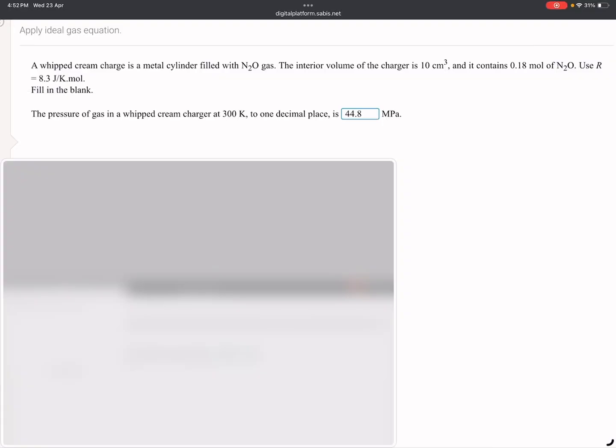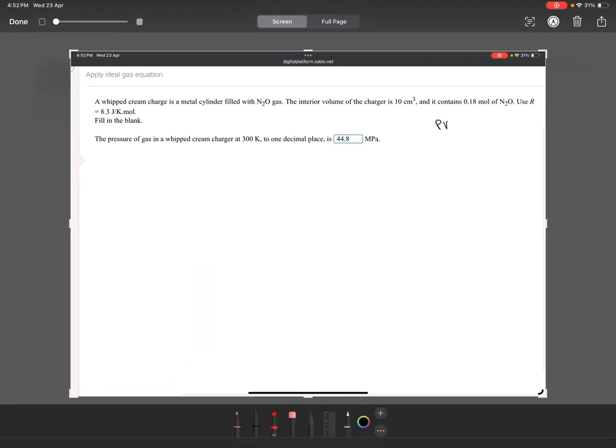So basically, in this question we use PV equals nRT. We're solving for pressure, so pressure is nRT over V. So let's replace everything. 0.18 is the moles, multiplied by R, which is 8.3, multiplied by the temperature, which is 300 Kelvin, over volume. Now the volume here is in centimeters cubed. We're going to convert it to meters cubed, so we divide by 10 power 6, which is like 1 million. So 10 divided by 10 power 6.